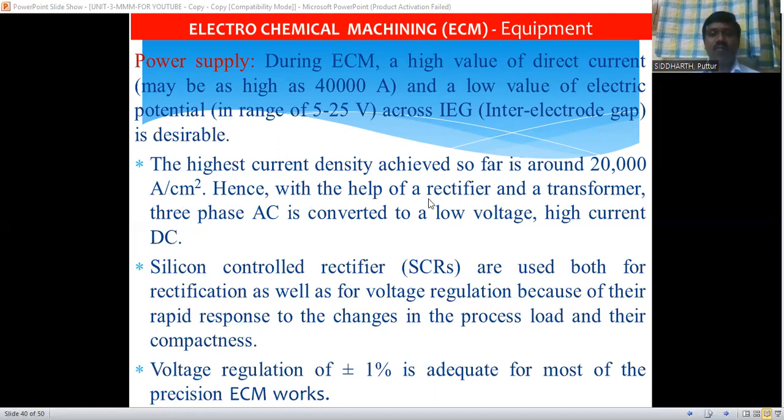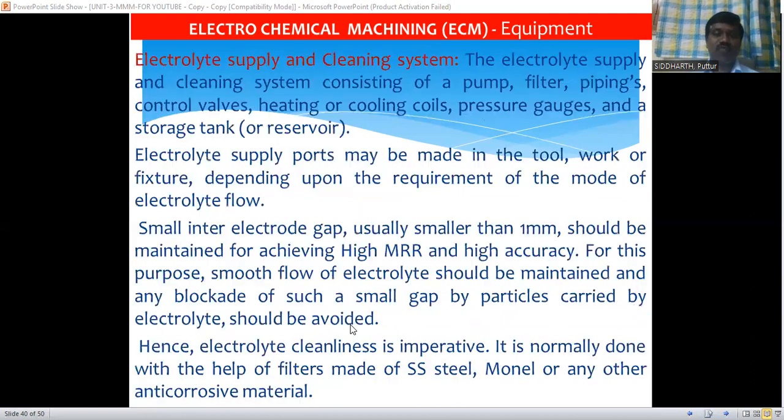Hence, with the help of a rectifier and a transformer, three-phase AC is converted into low voltage, high current DC. Silicon controlled rectifiers (SCRs) are used both for rectification and for voltage regulation because of their rapid response to changes in the process load and their compactness. Voltage regulation of plus or minus 1% is adequate for most precision ECM works.